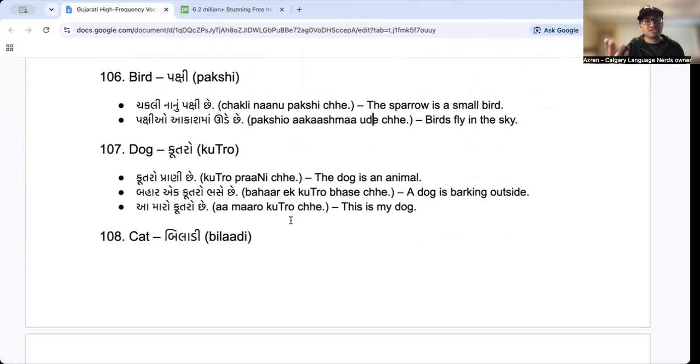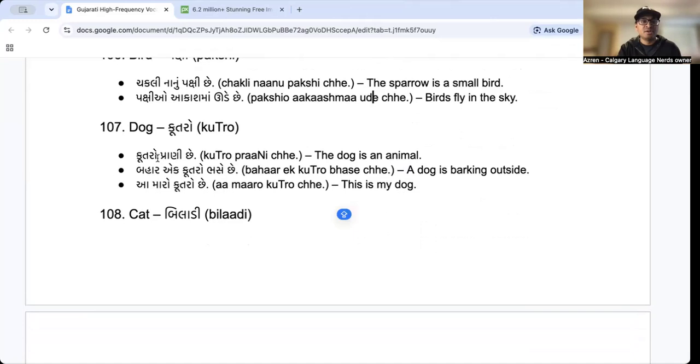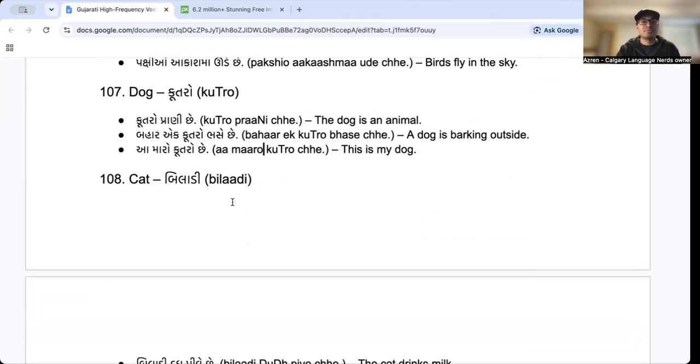Okay, we have kutro, which is dog. Let's do this really fast. This one's easy. Kutro prani che. The dog is an animal. Bahar kutro bhase che. A dog is barking outside. Amaro kutro che. This is my dog.